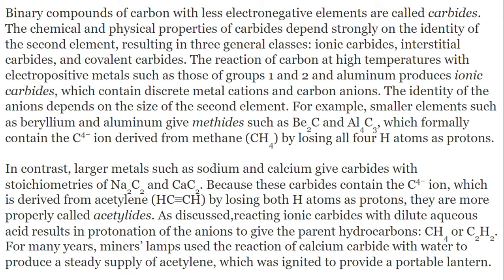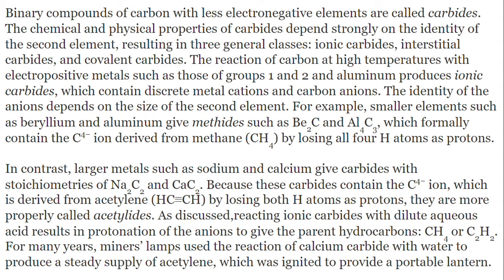Binary compounds of carbon with less electronegative elements are called carbides. The chemical and physical properties of carbides depend strongly on the identity of the second element, resulting in three general classes. The reaction of carbon at very high temperatures with electropositive metals such as those of group 1 and 2 and aluminium produces ionic carbides, which contain discrete metal cations and carbon anions. The identity of the anion depends on the size of the second element.